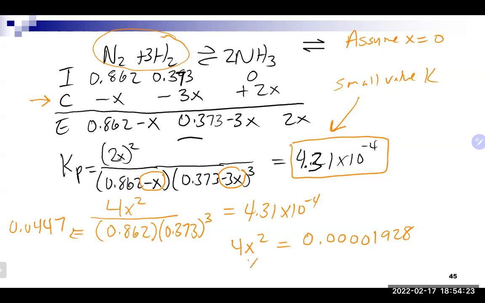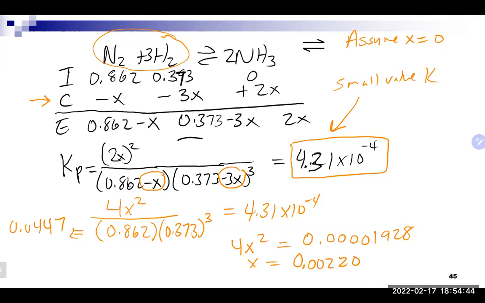If we do both of those things, we're going to divide by 4 and also take the square root. That is going to give us an x value of 0.00220 in this case. Any questions so far?